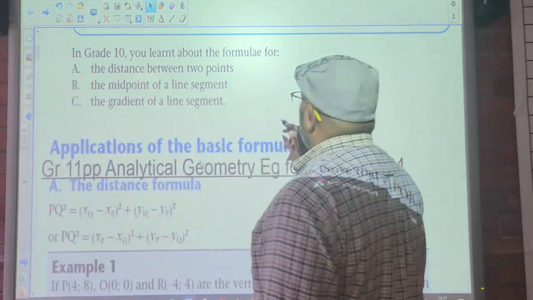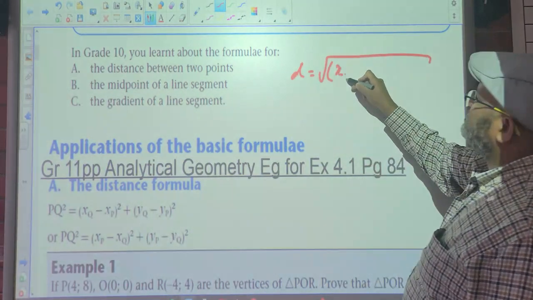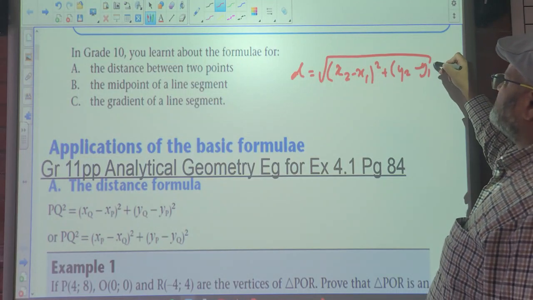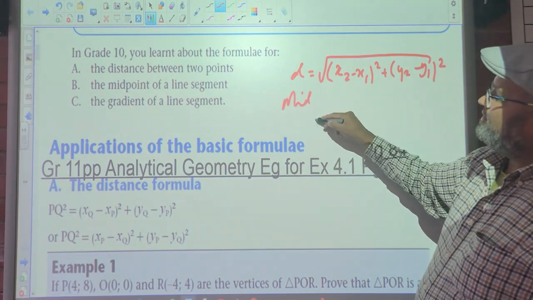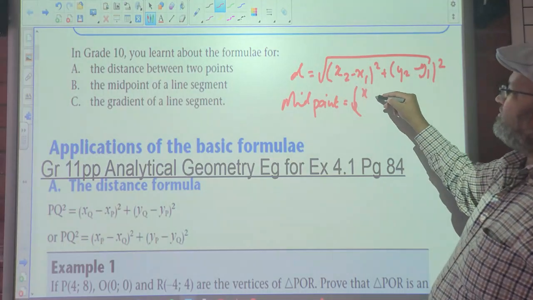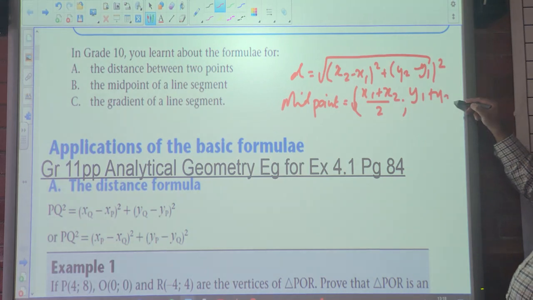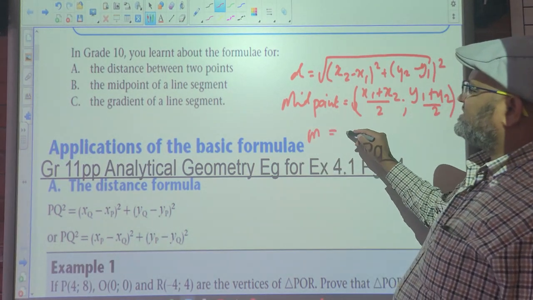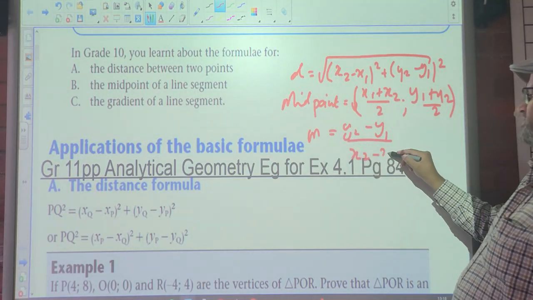So the distance formula was: distance is equal to the square root of (x2 minus x1) squared plus (y2 minus y1) squared. Then the midpoint formula is given as (x1 plus x2) over 2, (y1 plus y2) over 2. And of course the gradient of a line segment is (y2 minus y1) over (x2 minus x1).